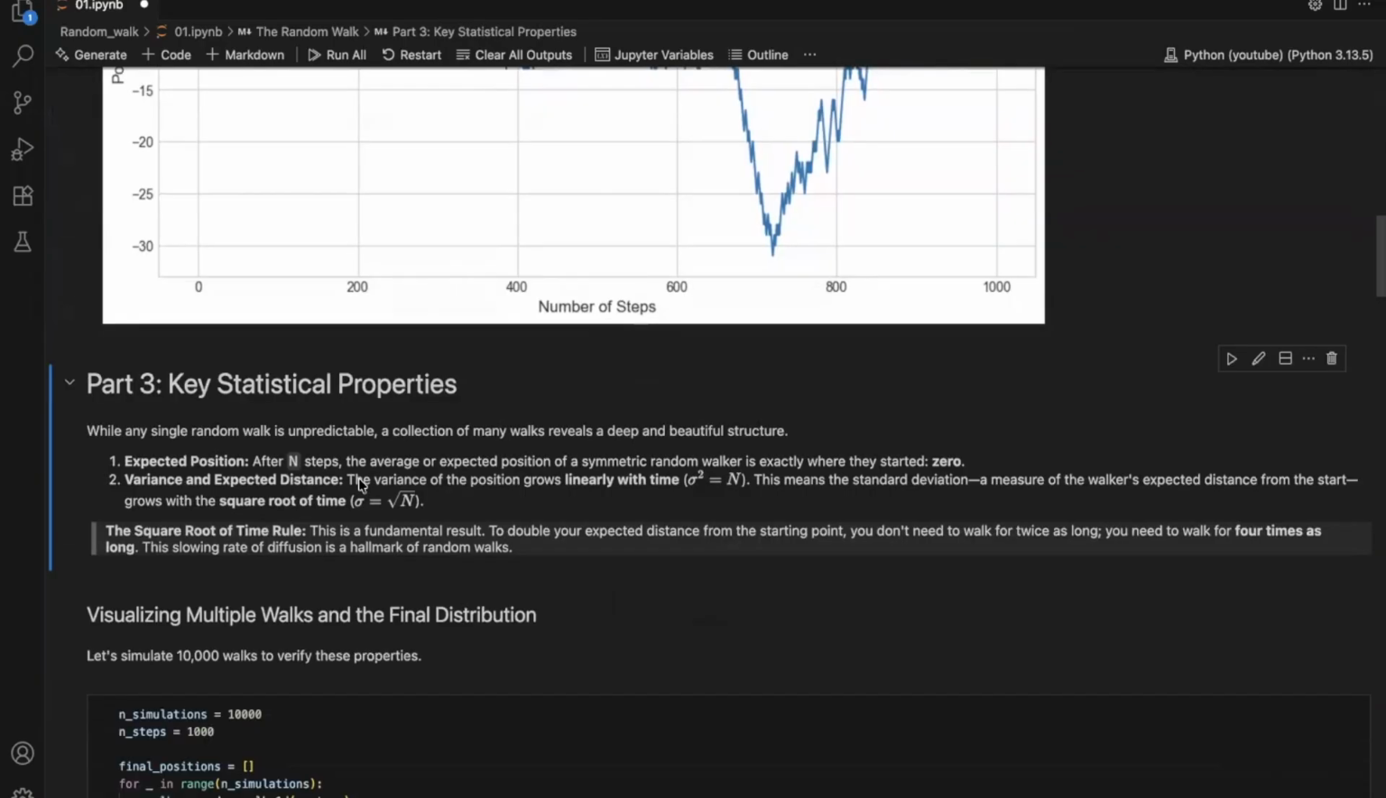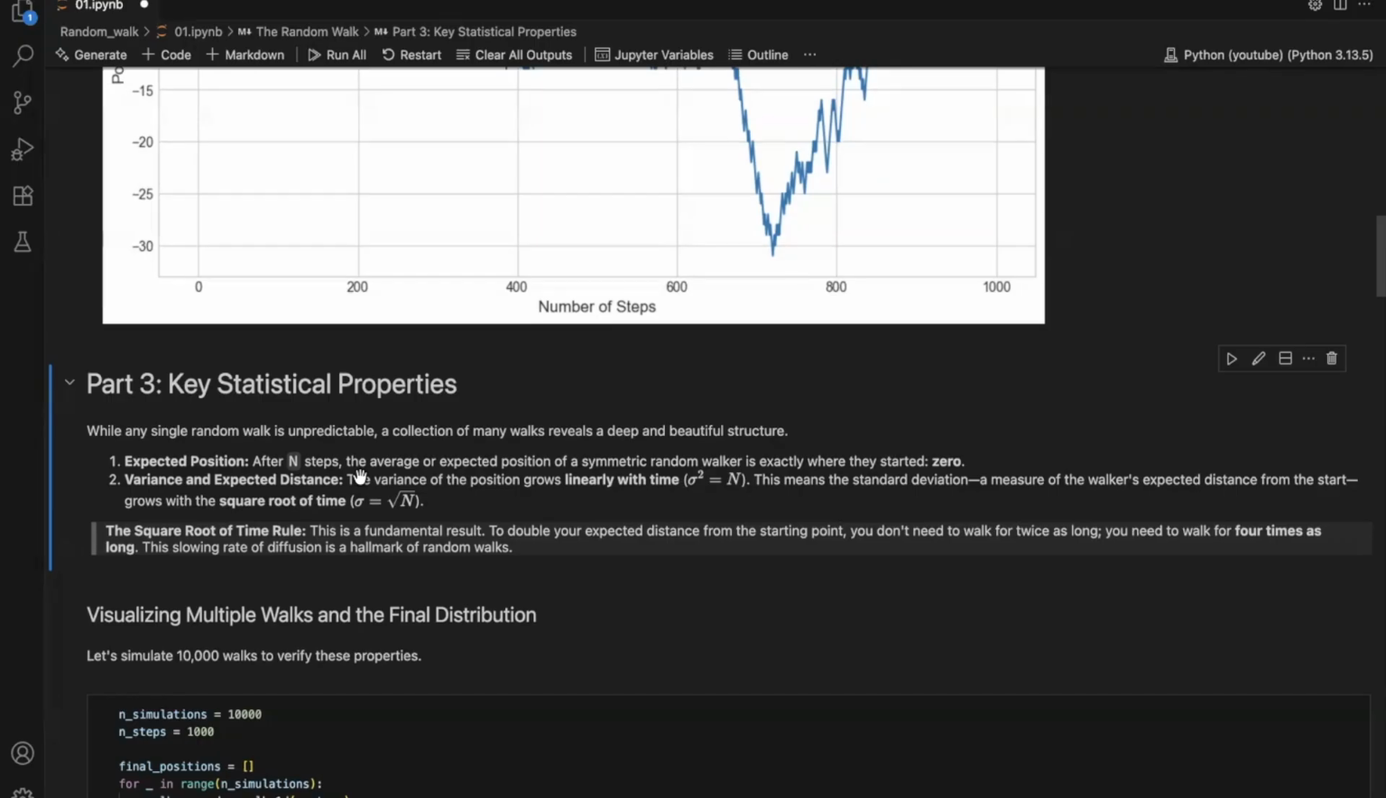The magic happens when we look at a collection of many random walks. That's when deep, predictable patterns emerge. There are two critical statistical properties. The first, the expected position. After any number of steps, the average position of a symmetric random walker is exactly where they started, 0. For every walk that ends up far to the right, there is another that ends up far to the left, and they cancel each other out on average.